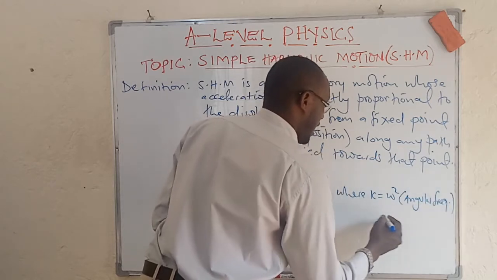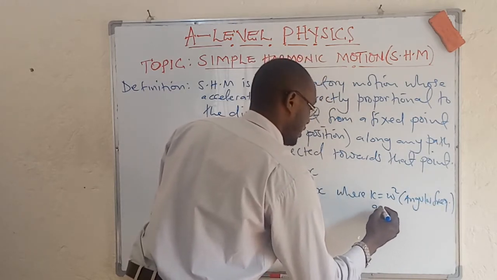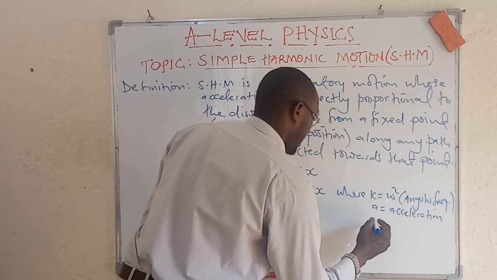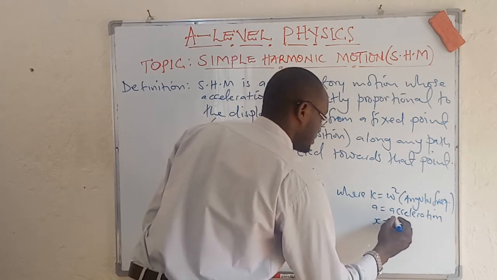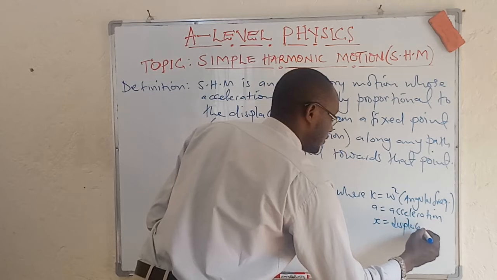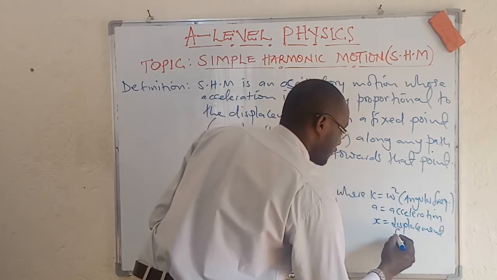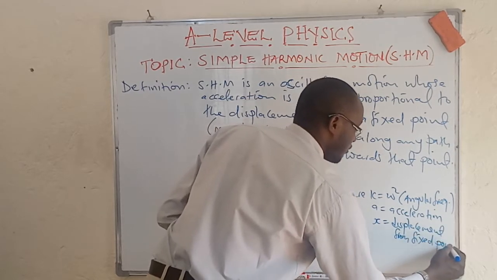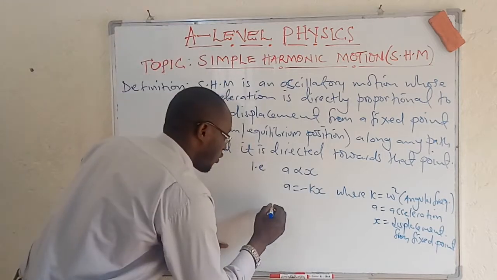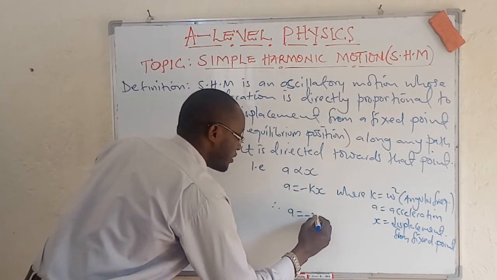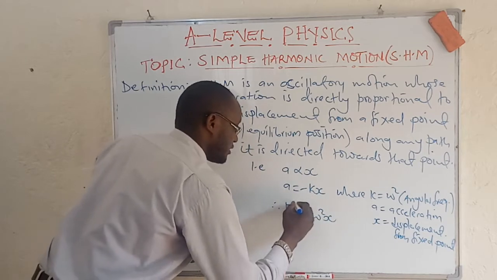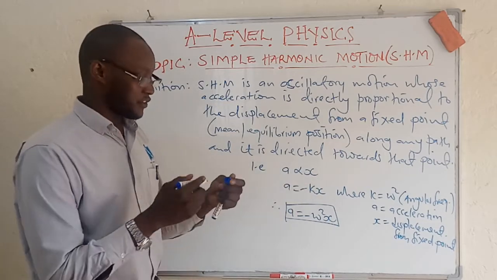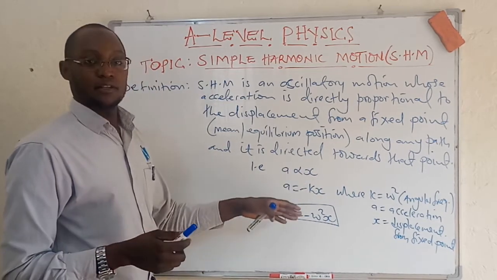frequency. And then A is the acceleration, whereas x is displacement, displacement from the fixed point. So we can now conclusively say that A is equal to negative omega squared x. We get this from the definition. Acceleration is directly proportional to displacement from a fixed point, and it is directed towards that fixed point.